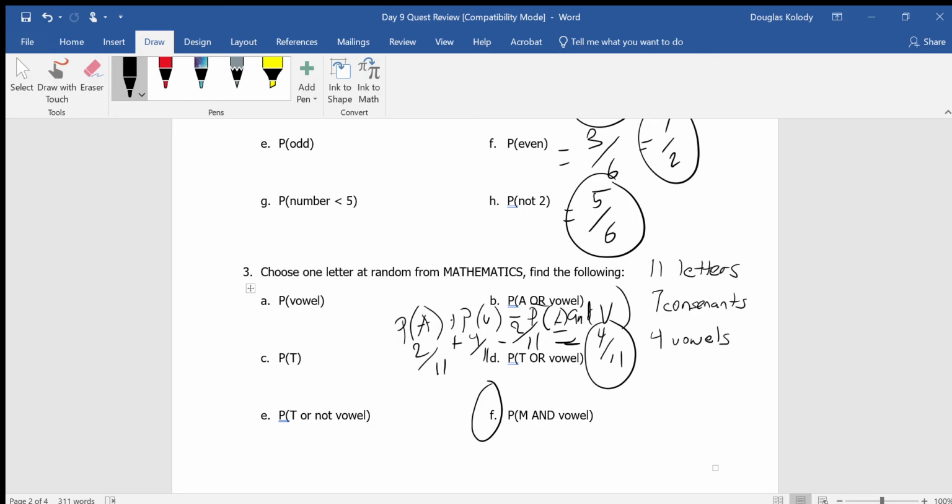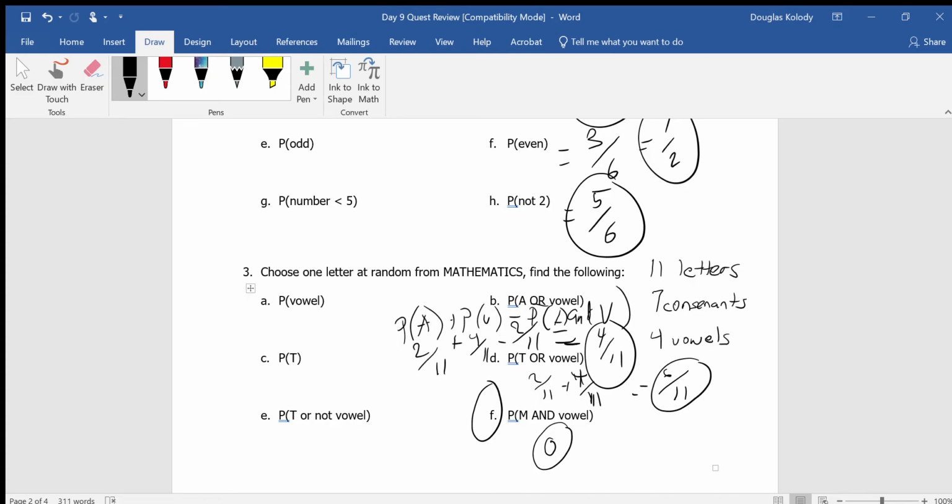Okay, how many T's are there? There are 2 T's. Then, how many vowels are there? 4 vowels, so 2 out of 11 plus 4 out of 11. And there are no letters that are both T's and vowels, so I just add 6 out of 11 and I'm done. M and a vowel. Can a letter be both an M and a vowel at the same time? Unfortunately, they cannot, so the probability there is just 0.